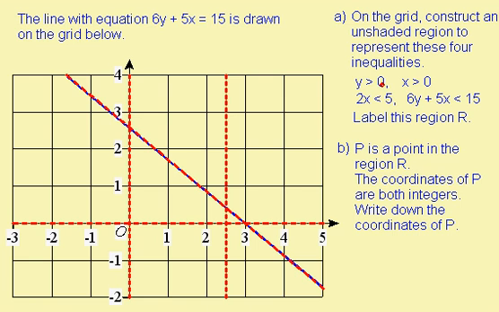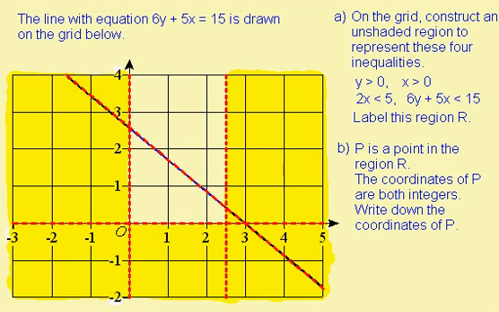For this one, we want the region y is greater than 0, so we need to shade the unwanted region, which is y is less than 0, below the line. We want the region x is greater than 0, so we need to shade the region x is less than 0, to the left of the line. We want the region 2x is less than 5, so we need to shade the region 2x is greater than 5. That's this side.